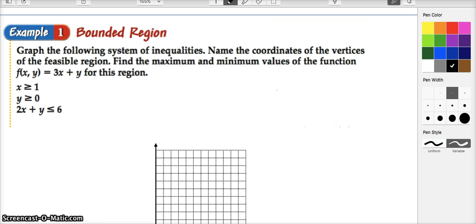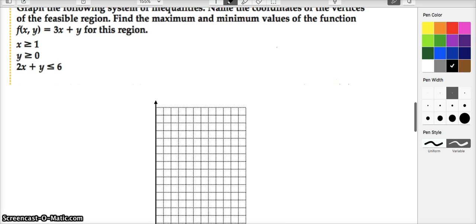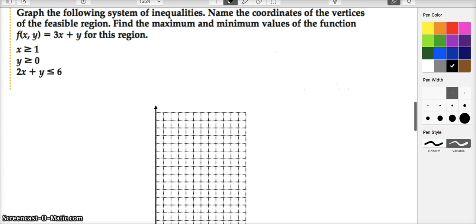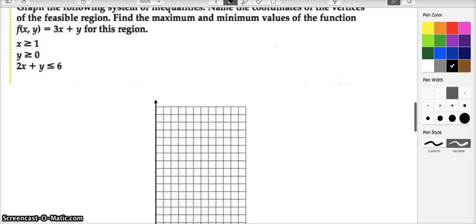So here we are with example 1. We're going to take a look at a bounded region. And they want us to graph the following system of inequalities, and we're pretty used to this. And we're going to name the coordinates of the vertices of the feasible region. We're going to find the maximum and minimum values of the function.